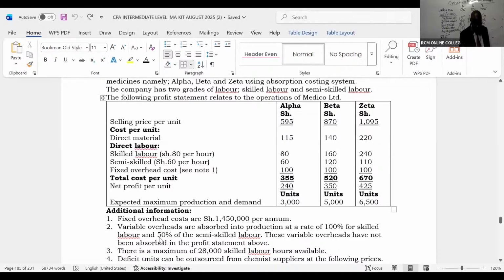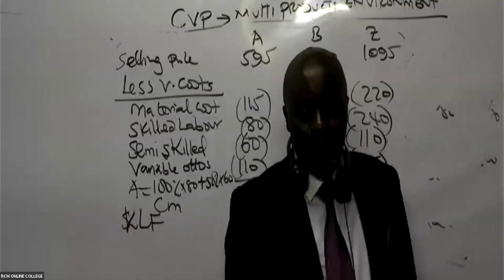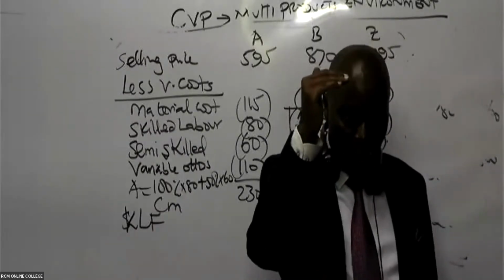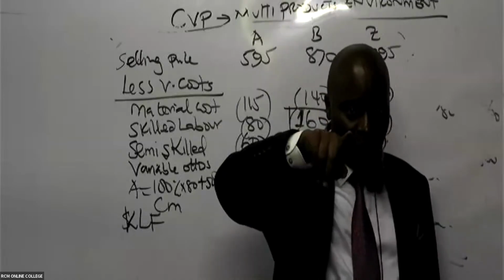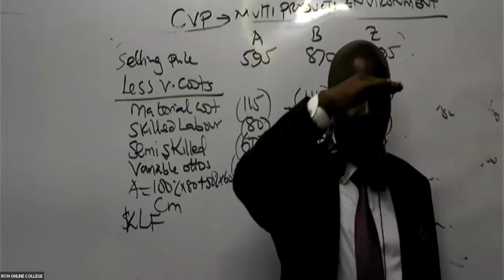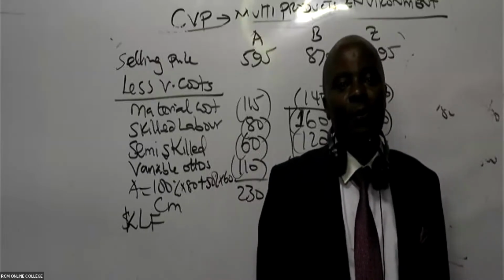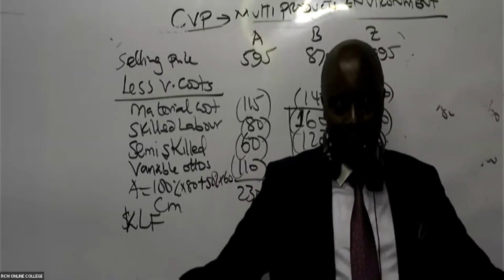There is a maximum of 28,000 skilled labor hours available. Not unless you're a thief. It means that 28,000 for skilled labor, that is the maximum you can go. Beyond that, you'll be stealing, isn't it? Yeah. So in this case here, we can see a cap in terms of maximum labor hours. So that is a key limiting factor.